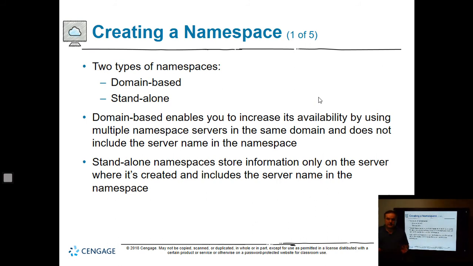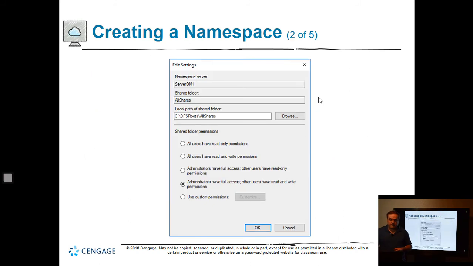So there's two different types of namespaces, a domain-based or a standalone. Now we like the domain-based one because it allows us to use all domain servers. We can turn them into DFS servers. Standalone is standalone, and you don't have to be domain joined. Very few companies do this because it's not as secure. So here are the settings when you go into the properties. And you can set up various access to the shared folder permissions as well as to the namespace server.